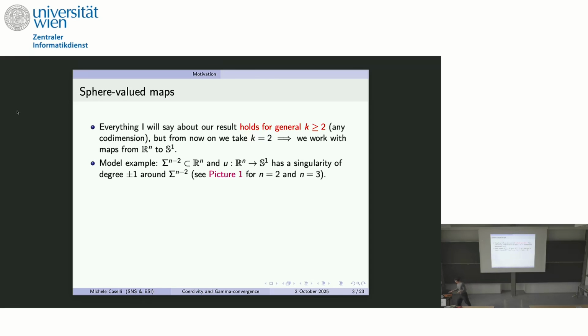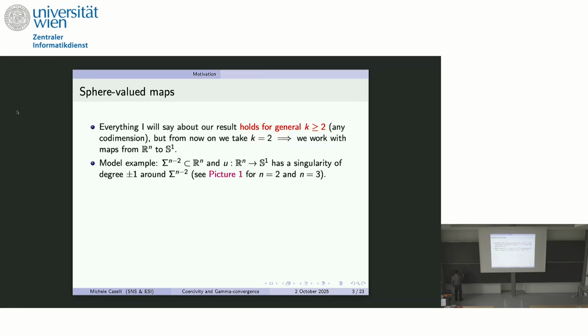So a model example to keep in mind is the following. The singular set of U in R^n is an n minus 2 dimensional object. I will refer to this picture more than once during the talk. So picture 1: first, n equals 2, is, as I said, U of x equals x over modulus of x from R^2 to S^1. And this is a map with a point singularity at the origin, a point vortex at the origin.